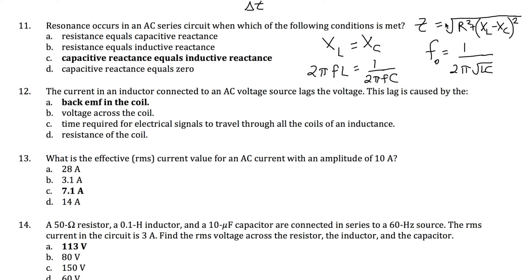And finally, the best way to minimize this is to make all of this equal to 0. That gives you the smallest number possible in here. And that's why we're setting this equal to 0, which means that the two reactances must be equal. That's how we got the resonant frequency.